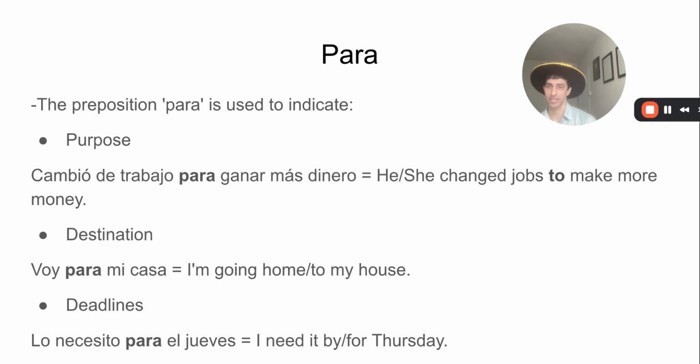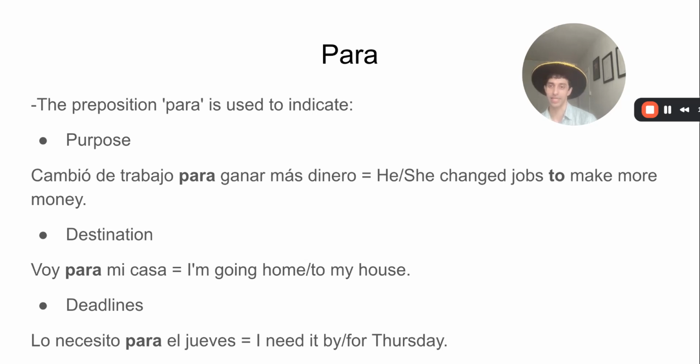If you're talking about a destination, you'd use para as well. You'd say, for example, voy para mi casa, meaning I'm going home or to my house. Por wouldn't make as much sense if you're expressing a destination, certainly.